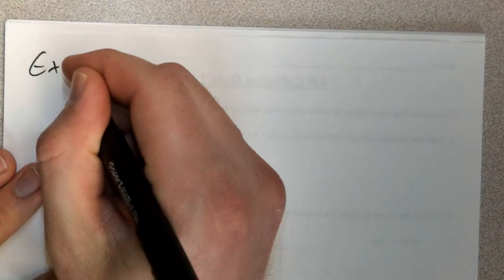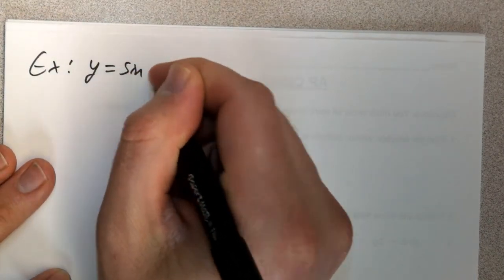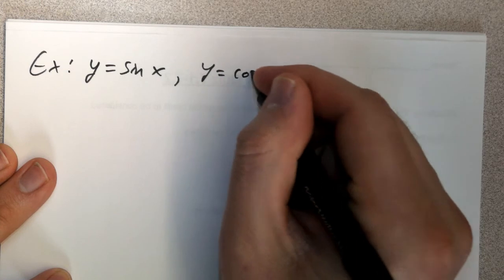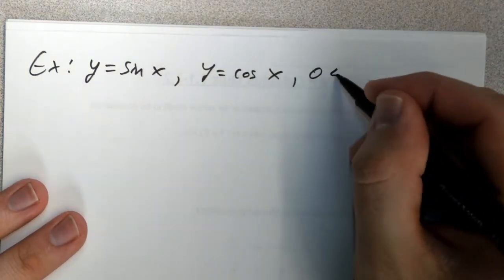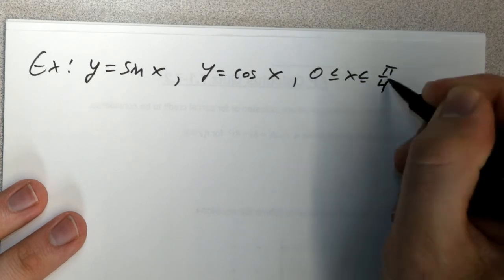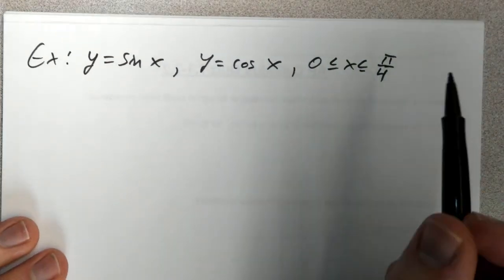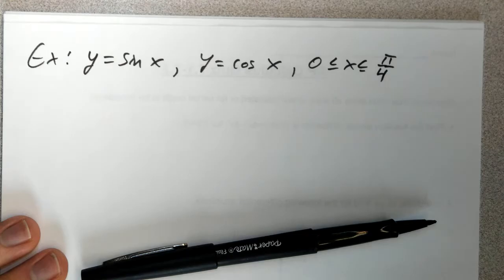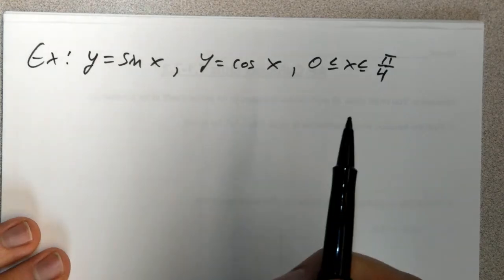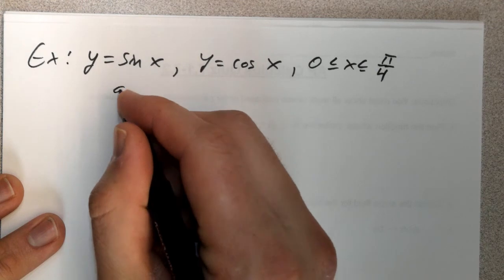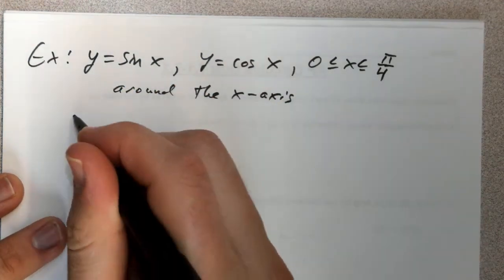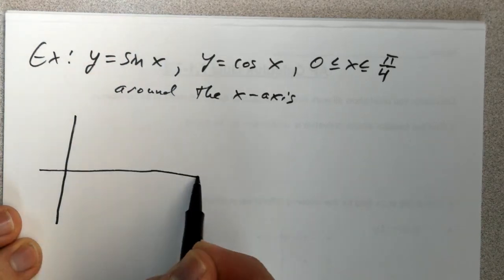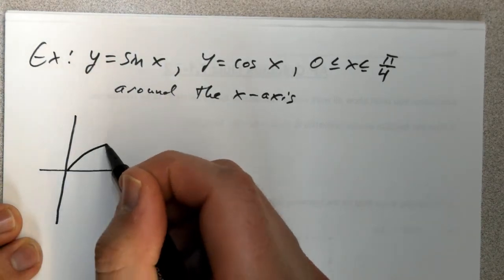So go ahead and pause right now, well, as soon as I get the problem written down here. So let's take the region y equals sine of x, y equals cosine of x. That region, excuse me, from 0 to pi over 4. There's lots of regions bounded by those two curves. All right, and then we'll take that and revolve it around the x-axis. So, okay, now would be a good time to pause and see how this problem goes.